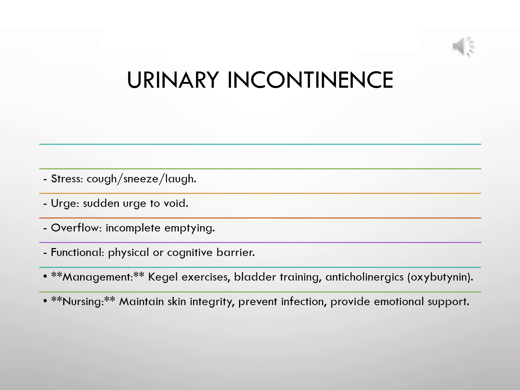For our management, oftentimes we first will do behavioral interventions. So those would be things like pelvic floor exercises, also known as Kegel exercises, which help to strengthen the sphincter and pelvic muscles. We would do bladder training, having the patient void every 2 to 3 hours, gradually increasing that interval to help strengthen their bladder control.